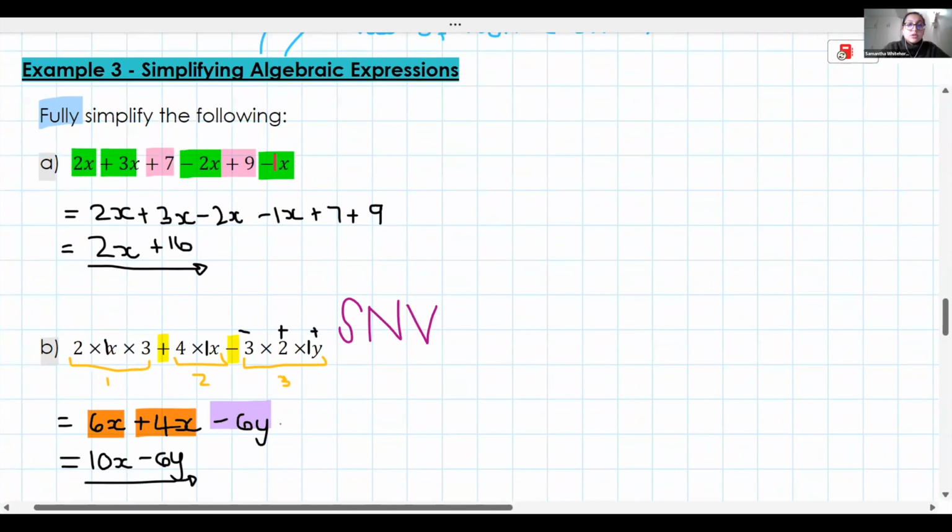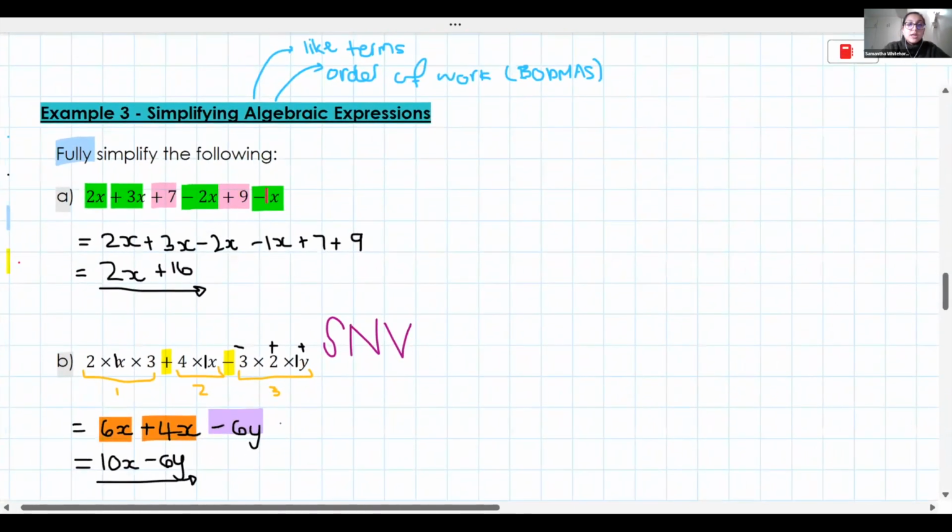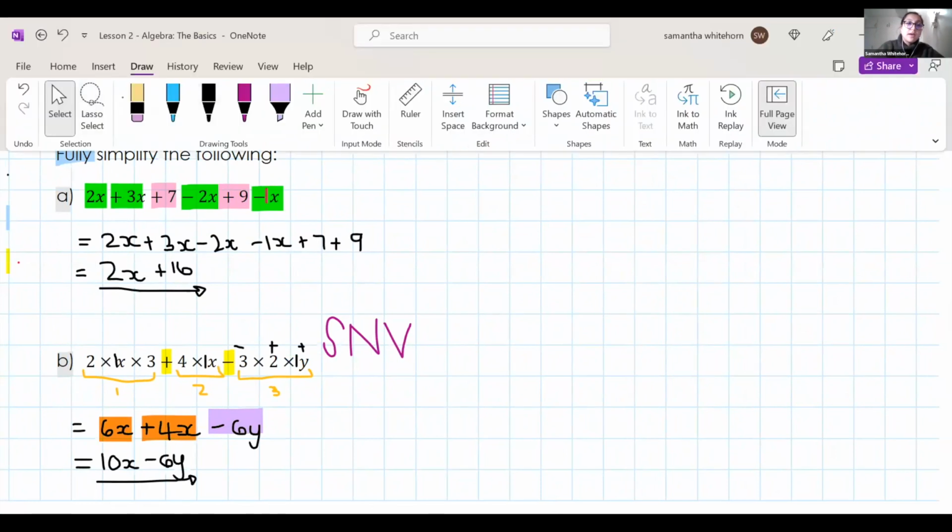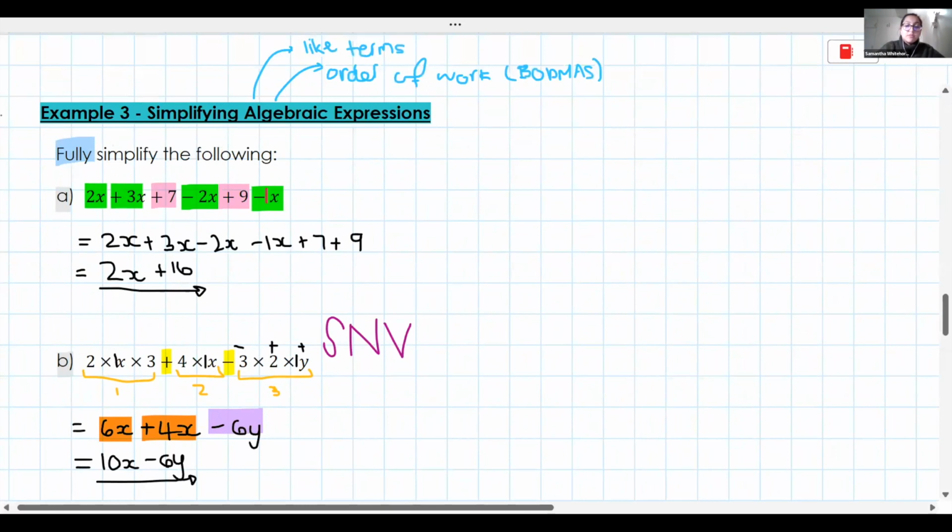So remember to always double check. Have you simplified or have you added and subtracted all of your like terms? Because if you haven't, it means that you haven't fully simplified, and that is our goal. We need to fully simplify. Right, so take your screenshots. If anyone has any questions, now is the time to ask.